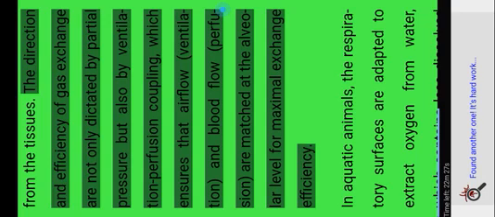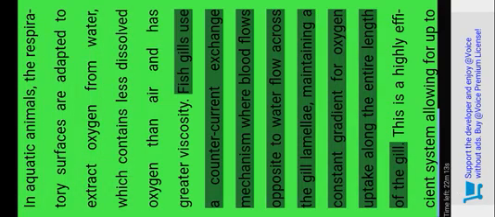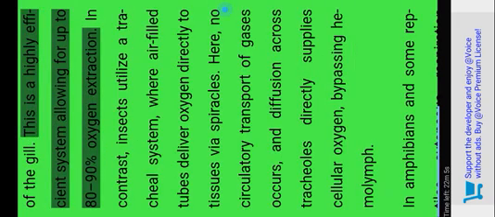The direction and efficiency of gas exchange are not only dictated by partial pressure but also by ventilation-perfusion coupling, which ensures that airflow (ventilation) and blood flow (perfusion) are matched at the alveolar level for maximal exchange efficiency. In aquatic animals, the respiratory surfaces are adapted to extract oxygen from water, which contains less dissolved oxygen than air and has greater viscosity. Fish gills use a countercurrent exchange mechanism where blood flows opposite to water flow across the gill lamellae, maintaining a constant gradient for oxygen uptake along the entire length of the gill. This is a highly efficient system allowing for up to 80-90% oxygen extraction.